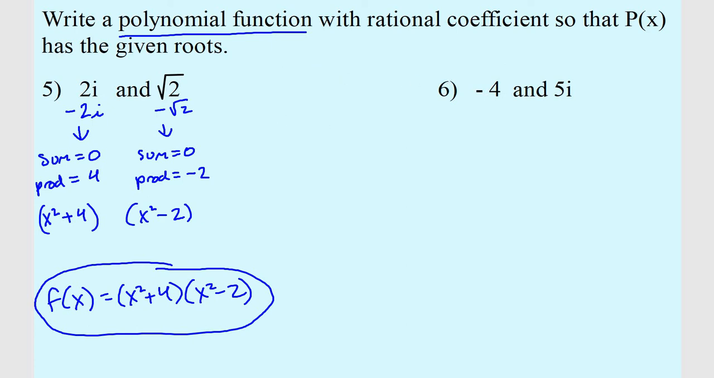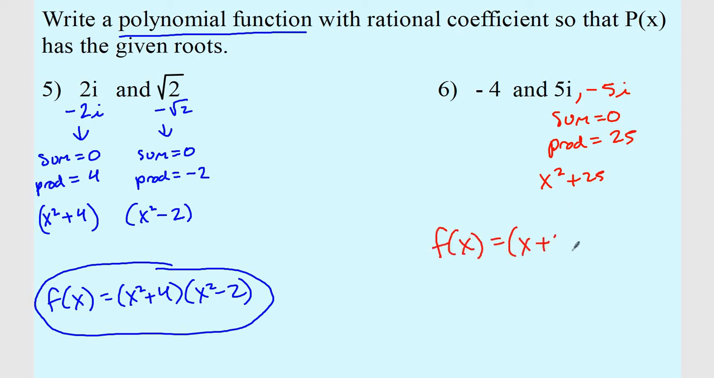All right, number 6. Negative 4 doesn't have a radical, so it doesn't have a conjugate, but 5i is also going to have negative 5i. So that sum is 0. That product is 25. So that quadratic is x squared plus 25. So our function is x plus 4, right? Because that would be x minus negative 4, and x squared plus 25.